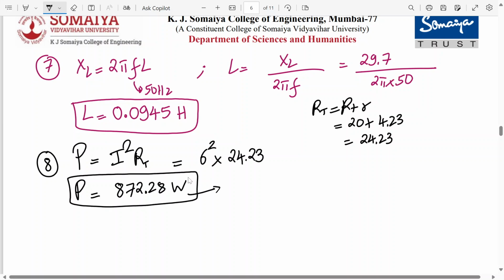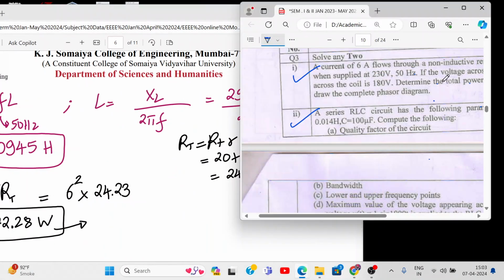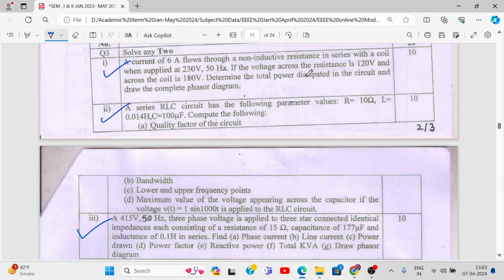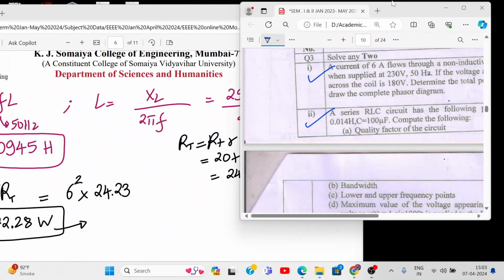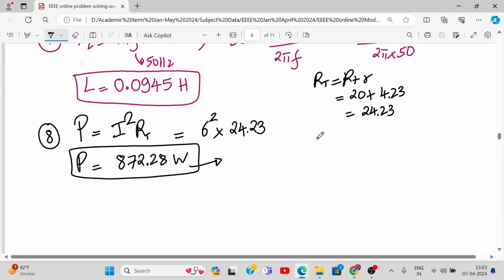So this is what is asked in the numerical. Determine the total power dissipated in the circuit. So for total power we required the value of small r and we got it. So how much is it? 872. So this is the total power dissipated.